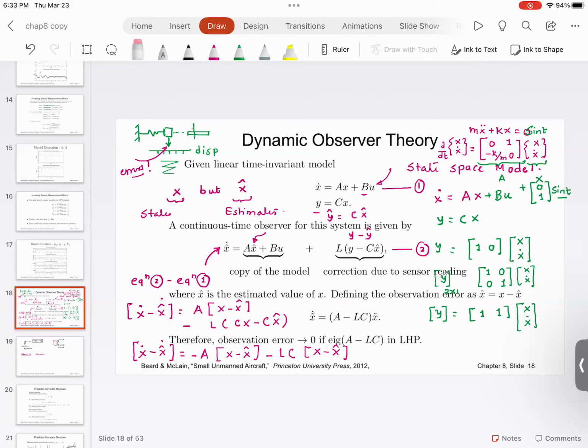So let me see. The equation for the estimated value is x minus x hat dot. Yeah, equation 1 minus equation 2. Did I do it right? x tilde dot is equal to x minus x hat dot, Cx minus x.